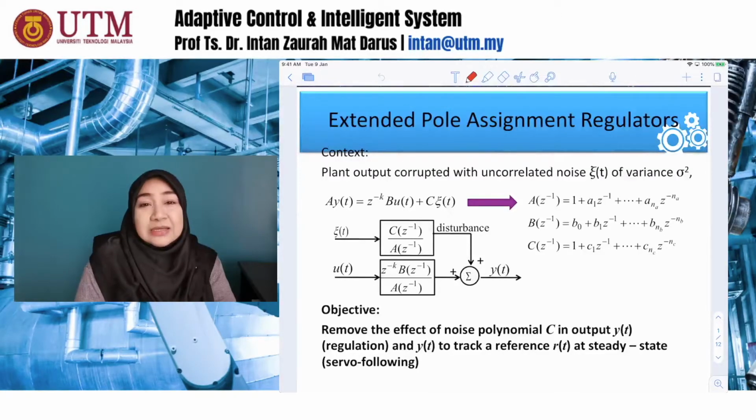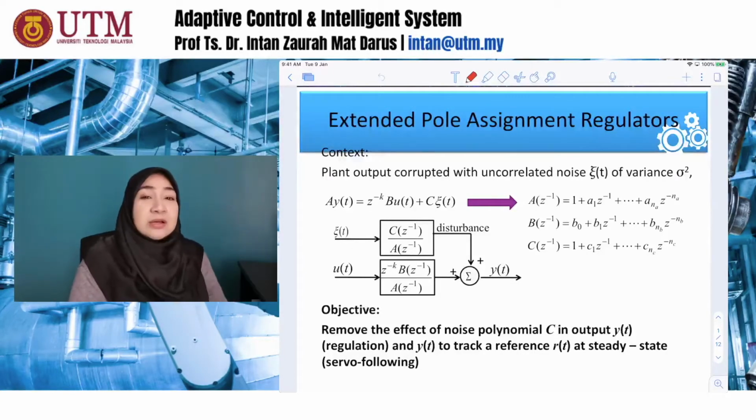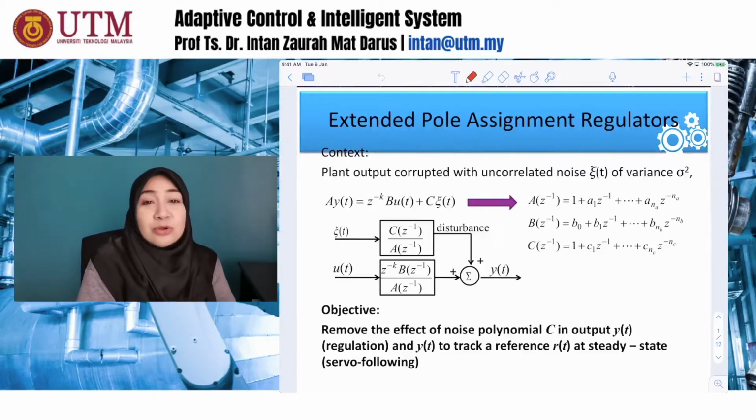In this session, I'm going to explain an extended version of our pole assignment regulator. So we're going to have a sort of servo following where your reference is being tracked. Okay, so how to do that? For example, we have a reference that need not be zero but needs to be tracked by your controller.